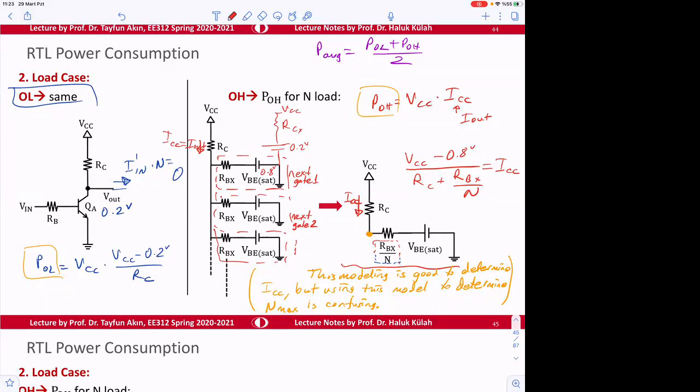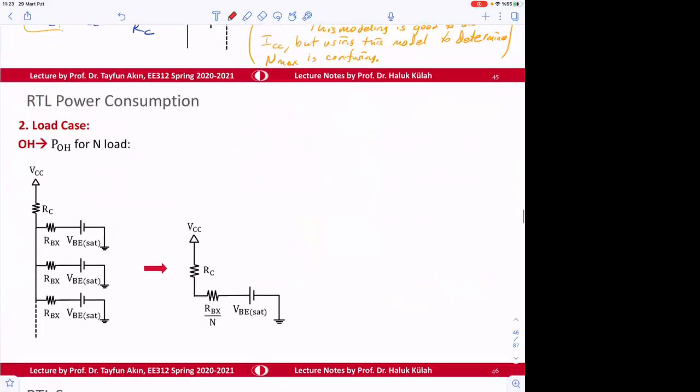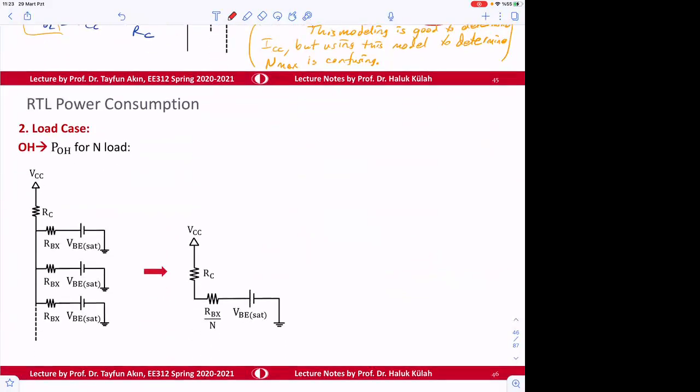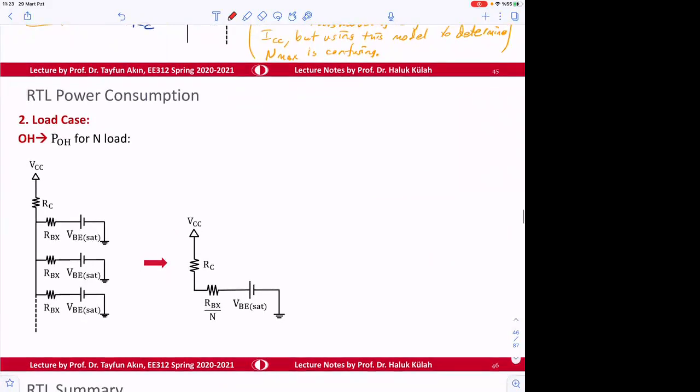Questions? I guess this is kind of repetition and load case, okay?